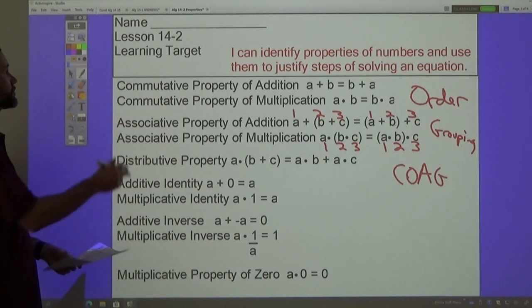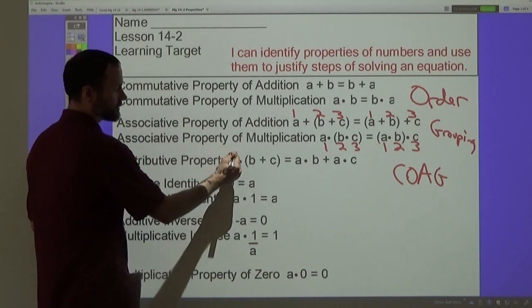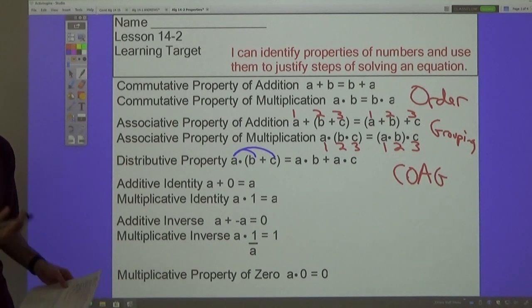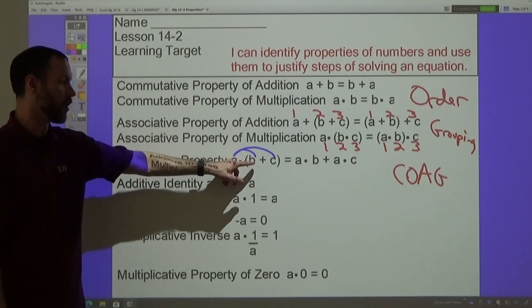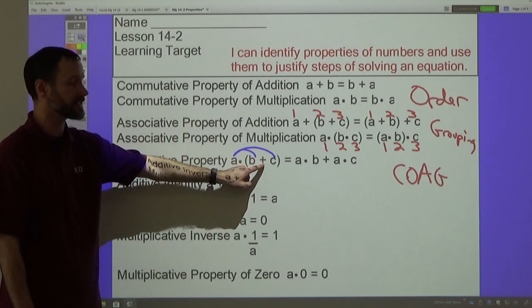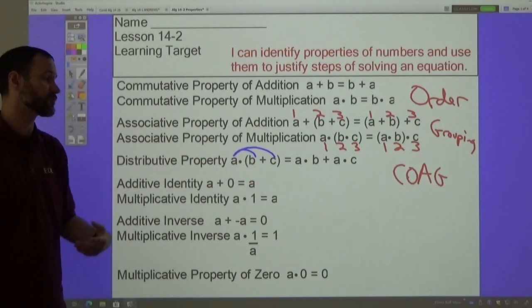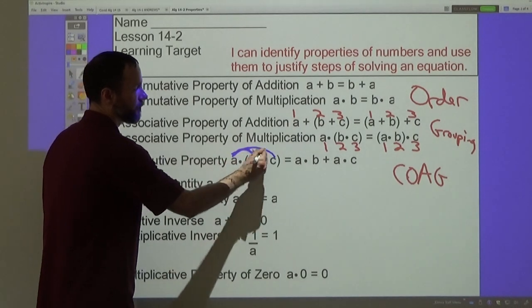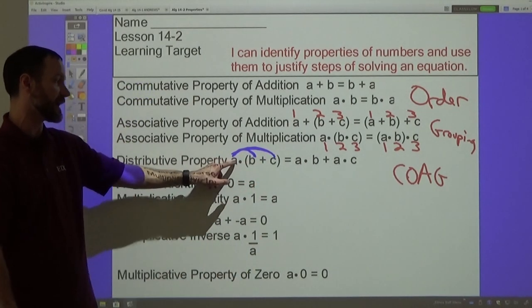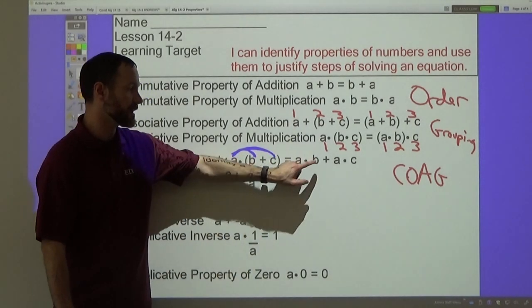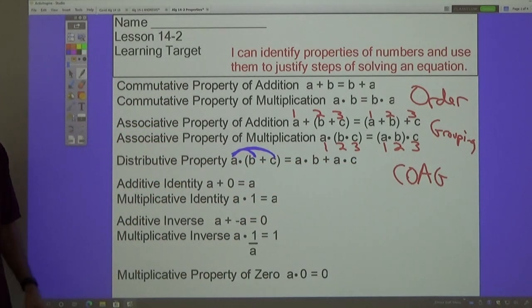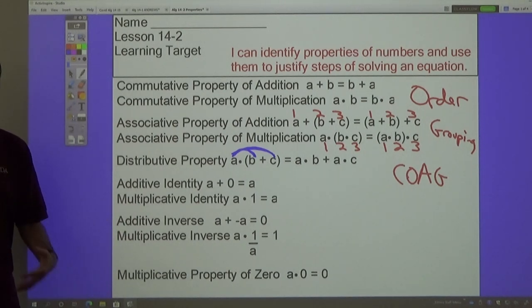Distributive property. Distributive property takes the number outside the parentheses and multiplies it by both the things inside. You're going to see some examples that say distributive over addition, if you had a plus sign here, or distributive over subtraction, which has a minus sign there. But we're taking what's outside and multiplying it by both the things on the inside. We're multiplying the A by the B, and then we're multiplying the A by the C, and we're adding those two answers together.